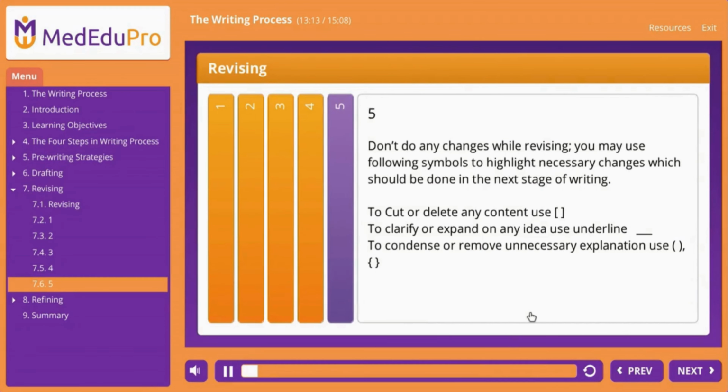Don't make any changes while revising. You may use the following symbols to highlight necessary changes which should be done in the next stage of writing. To cut or delete any content, use square brackets. To clarify or expand on any ideas, underline. To condense or remove unnecessary explanation, use curved brackets or parentheses, or curly brackets.